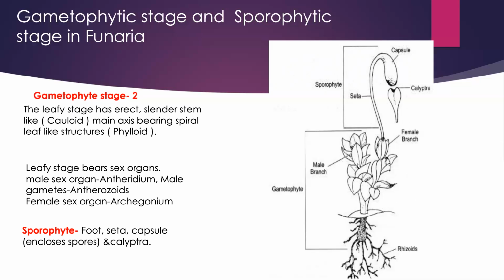So in this case, you can see the two branches. One branch is a male branch. At the tip of this male branch, a male reproductive organ develops which contains the male gametes called antherozoids, and that male reproductive organ is called the antheridium. While at the tip of the lateral branch, a female reproductive organ develops which is called the archegonium, which contains a female gamete.